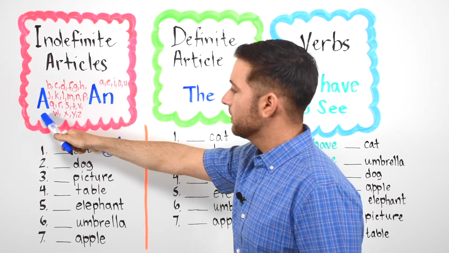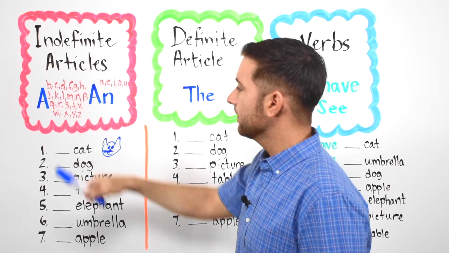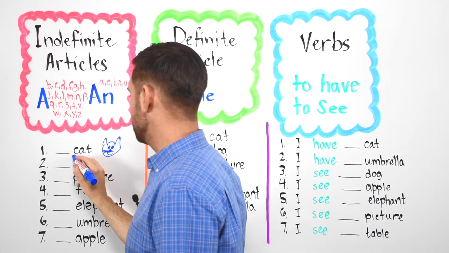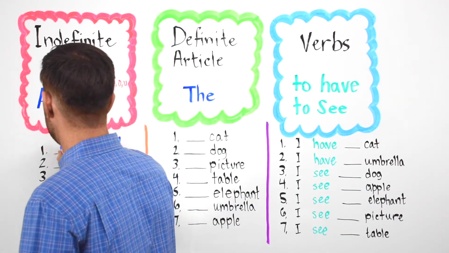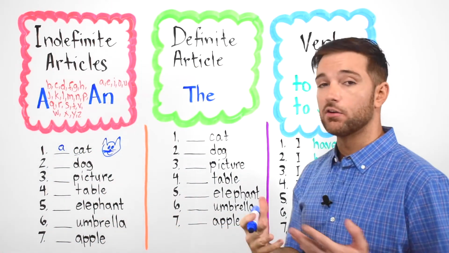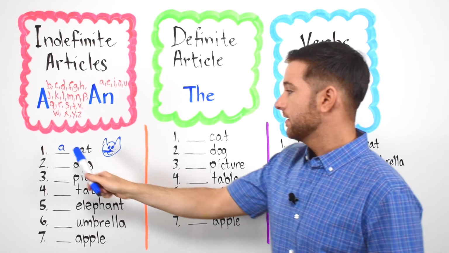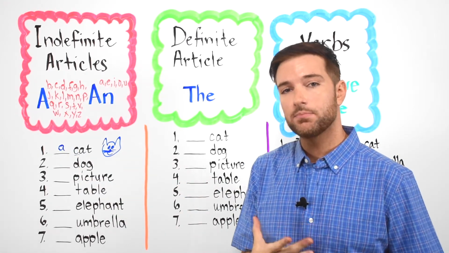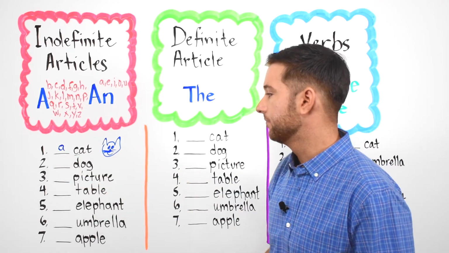And which article are we going to use? Well, we have a C here. A C is a consonant, and this noun begins with a C, so we're going to use a. A cat. Now remember, Americans often pronounce this article a. So for me, for example, I prefer to say a cat.